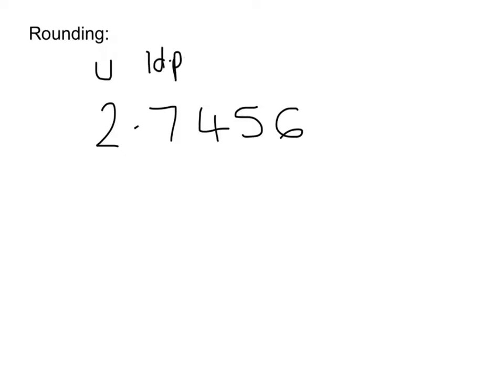Well, the first thing to look at is what we're rounding to, and to do this we need an understanding of place value. So if I was asked to round 2.7456 to 2 decimal places, well, if I look at my place value, I've got units here, I've got 1 decimal place there, 2 decimal places, 3 decimal places, etc, etc. So I've been asked to round to 2 decimal places, so I'm concerned with this 4 here.